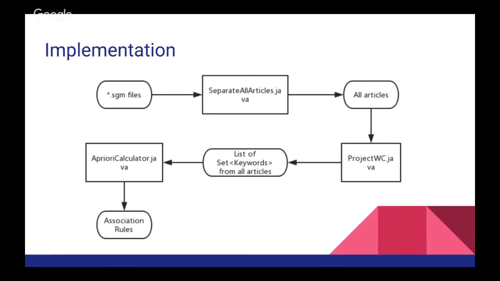This is a flow chart of the whole process. So first, we input all the SGM files into separate all article.java, and then we get all the articles, input them into project WC, and we have the list of sets of keywords from all articles, and we pass it into the Apriori calculator, and we will finally have the association rules for each keyword.